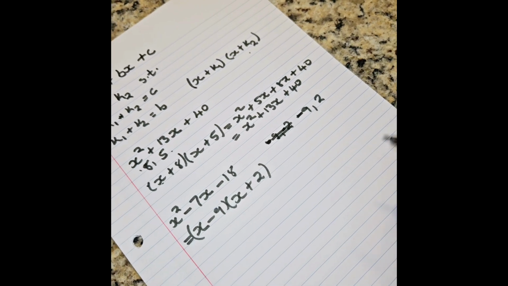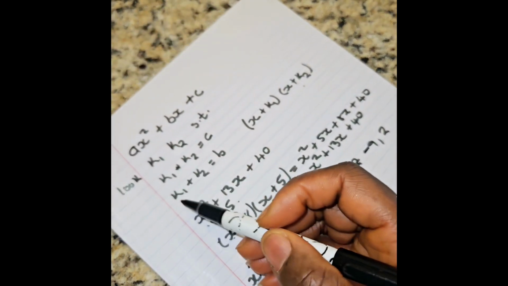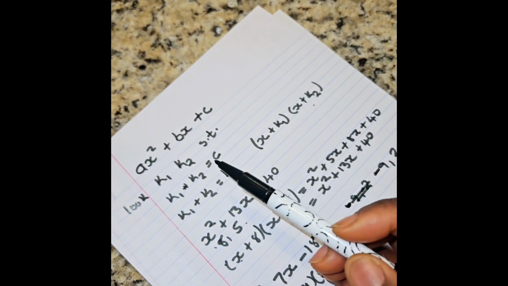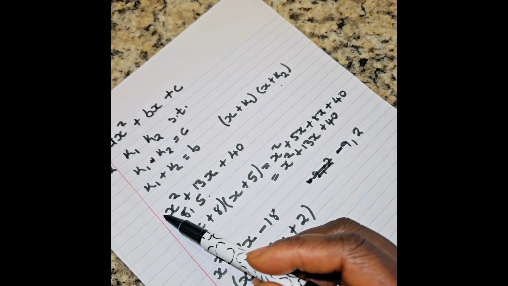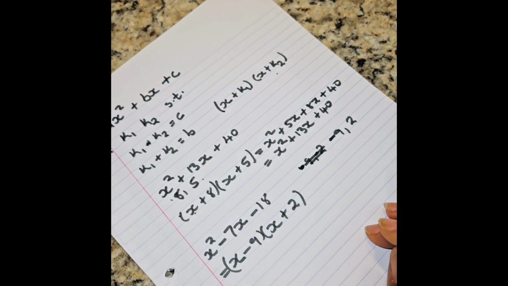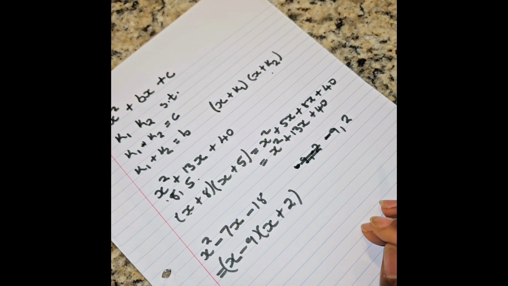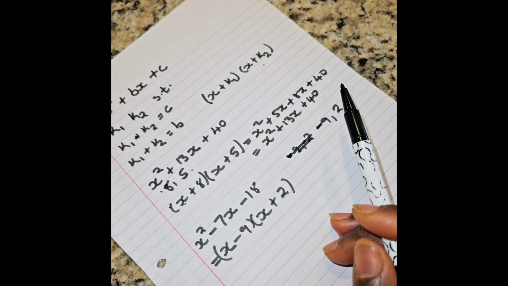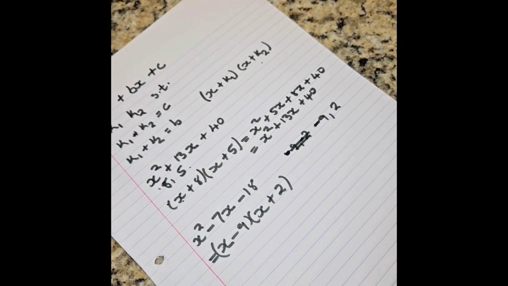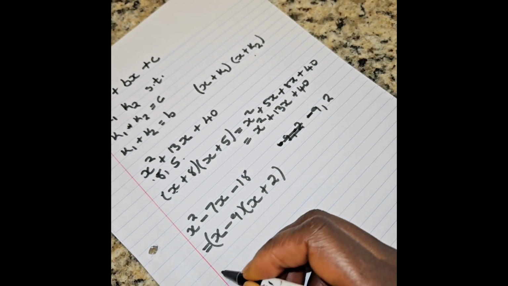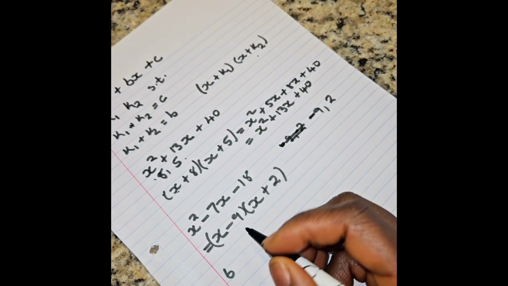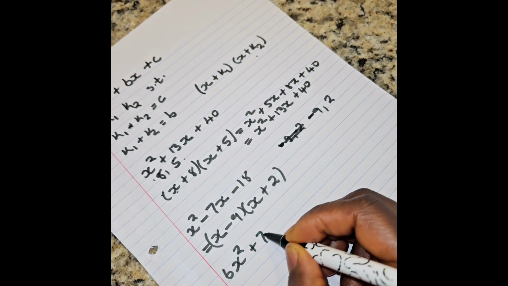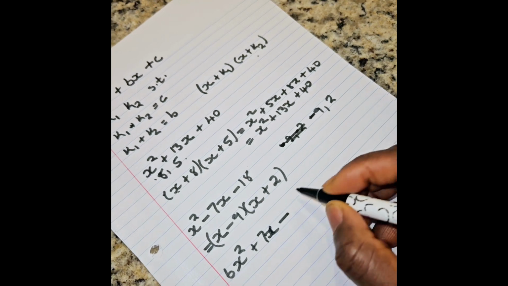Now, let me show you how, if the number in front of this a here was a different number, apart from 1, let's try to show you such an example. Now, let me factorize 6x squared plus 7x minus 24.